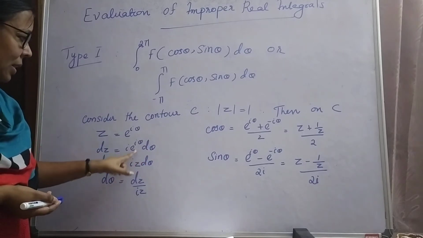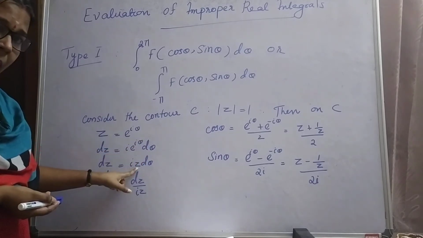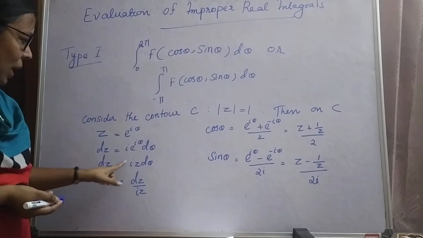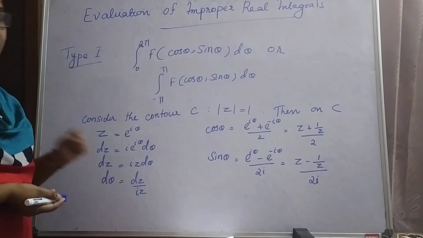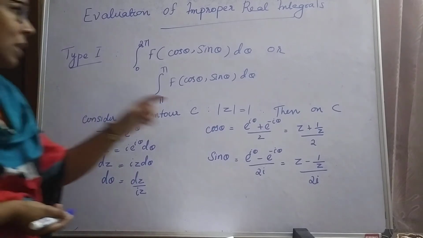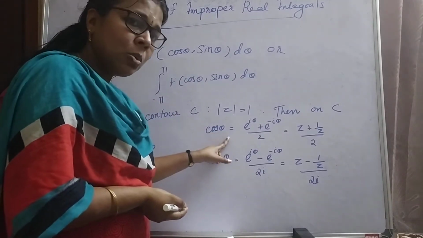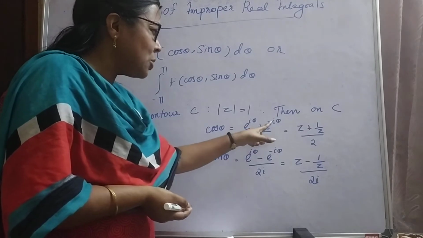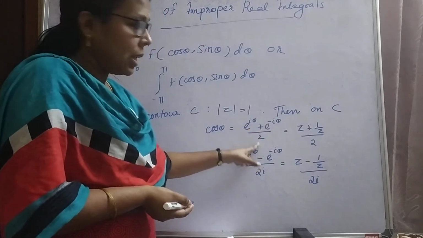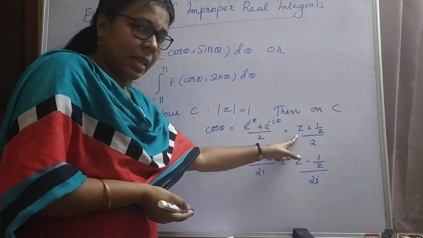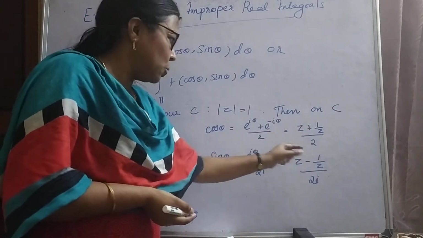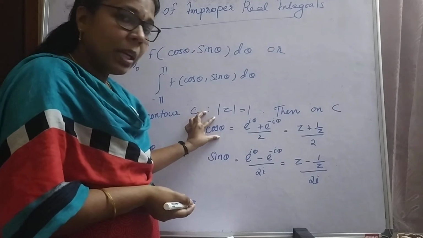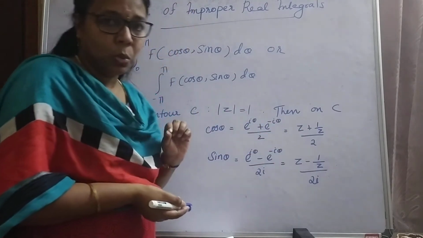What is e raised to i theta? E raised to i theta is z. Here dz equal to i z d theta. Therefore, d theta equal to dz by iz. Also, we have cos theta equal to e raised to i theta plus e raised to minus i theta by 2. E raised to i theta is z and e raised to minus i theta is 1 by z. Here we convert cos theta into z plus 1 by z by 2.